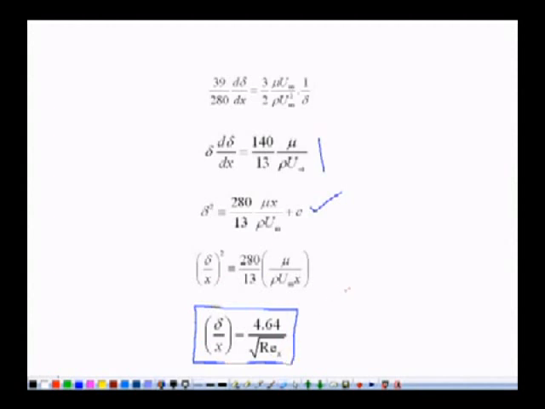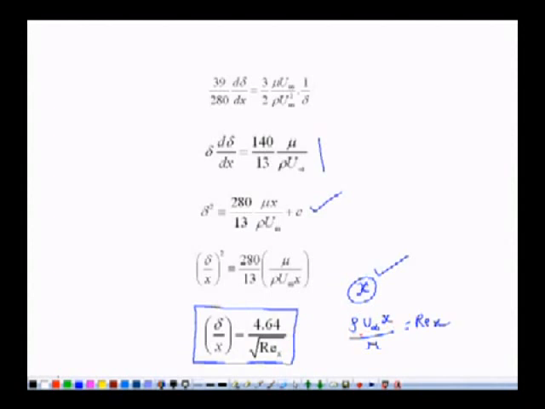So if we know the value of x at which point we want to know, x is the distance measured from the leading edge of the flat plate. We have to keep this in mind, that this is the problem we are solving for a flat plate. So delta over x is equal to 4.64 divided by root of Rex. What is Rex? Rex is equal to rho u x divided by mu.